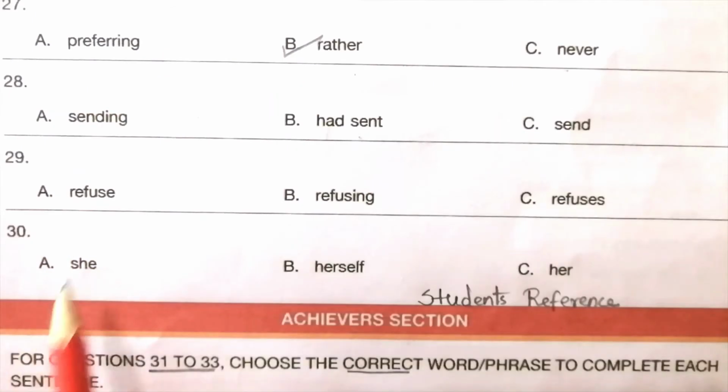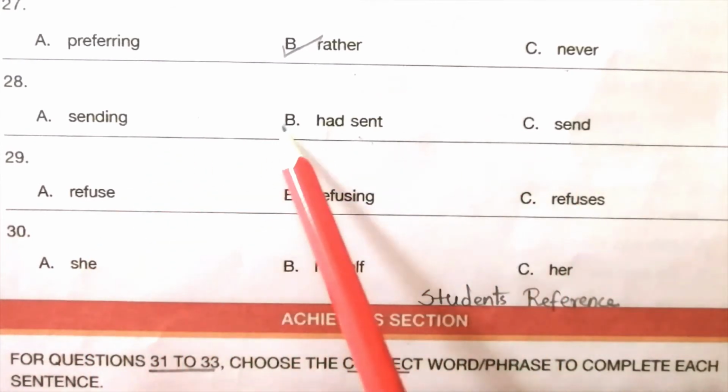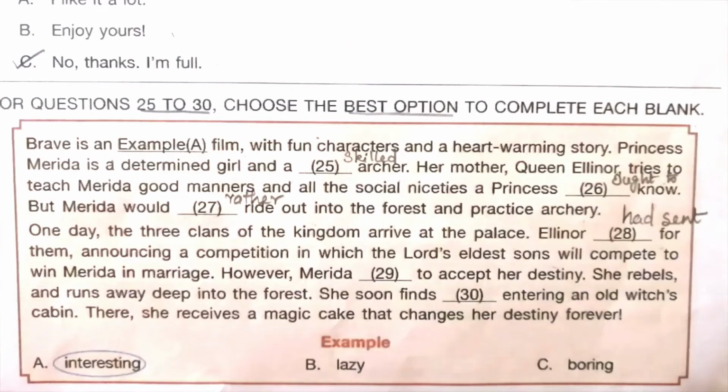28. The options are sending, had sent, send. The answer is B, had sent. Eleanor had sent for them, announcing a competition in which the lord's eldest sons will compete to win Merida in marriage. However, Merida dares to accept her destiny.